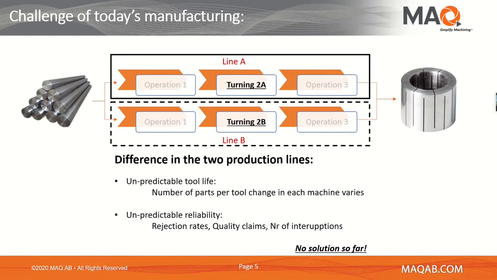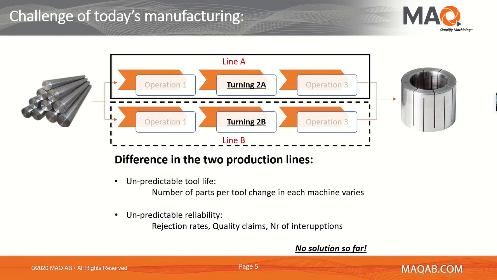long series production, we realized that even though we have bought the same machine, same model, same fixtures, same tools, use the same process parameter, the 2 machines that look identical have very different performance in terms of the number of parts that can be machined by a tool change, and in terms of the quality issue, for example, the rejection rates, the recorded claimed number of interruptions, and so on.